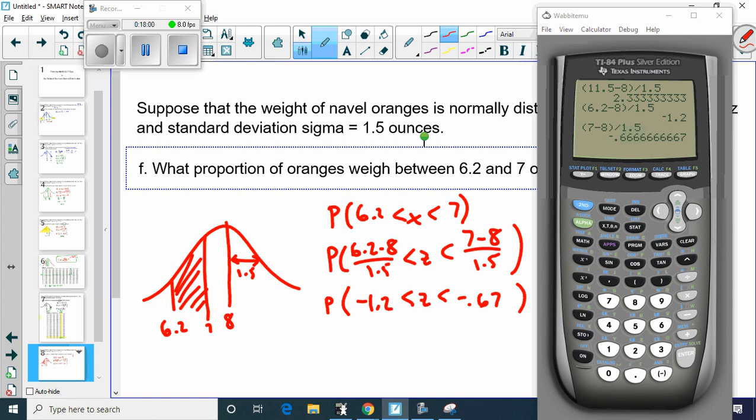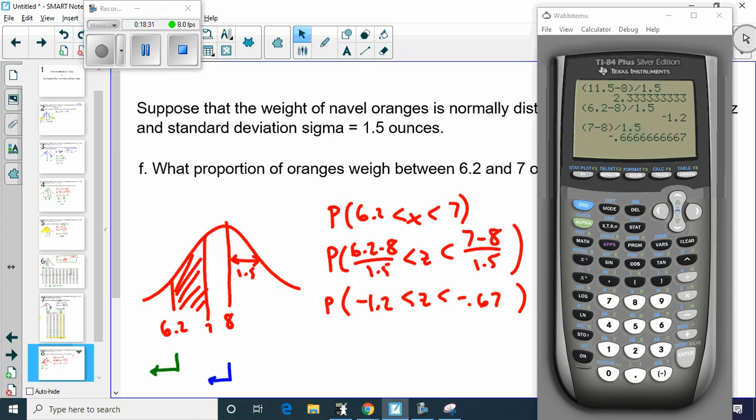All right, now this is going to be a little bit different because I've got a between here. So when I look these two numbers up, they're going to tell me the area to the left. So when I look up negative 1.2, it's going to give me this area. When I look up negative 0.67, it's going to give me this area. And if I subtract them, in this case blue minus green, I'll be left with what's in the middle. All right, so let's see if we can make this work.